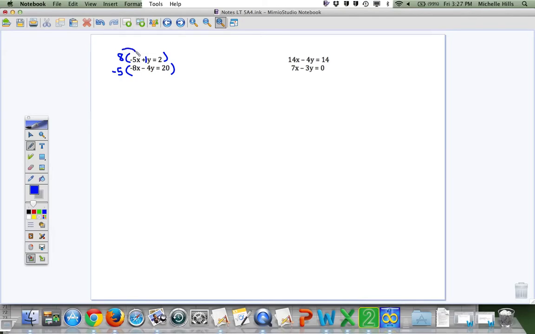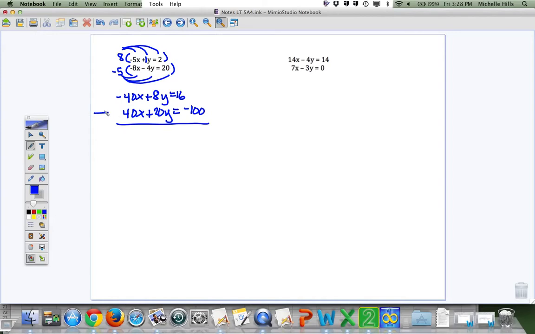When I distribute, 8 times my negative 5x is a negative 40x. 8 times a positive 1y is a positive 8y. And then 8 times 2 is 16. Negative 5 times negative 8x is a positive 40x. Negative 5 times negative 4y is a positive 20y. And negative 5 times positive 20 is a negative 100.